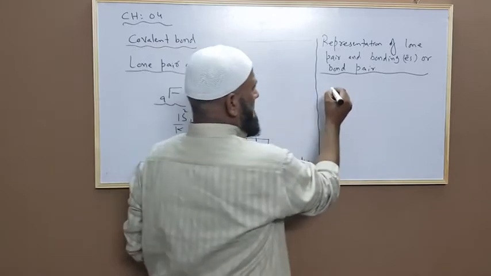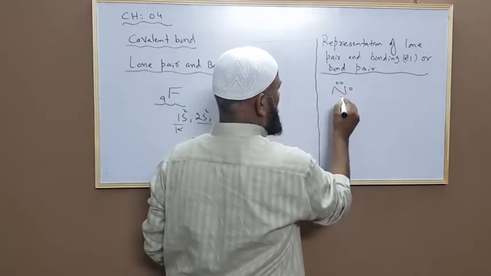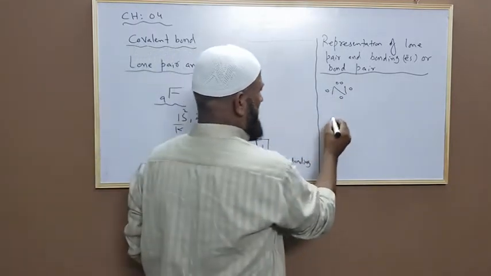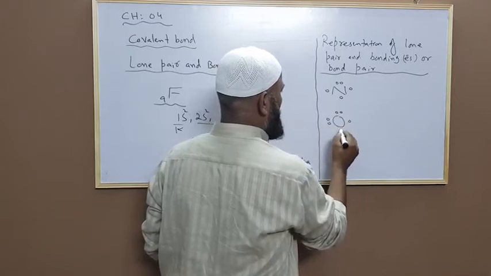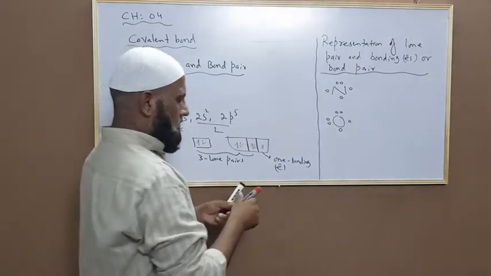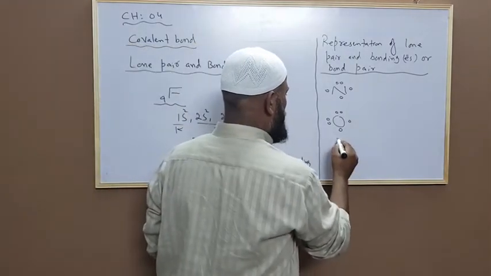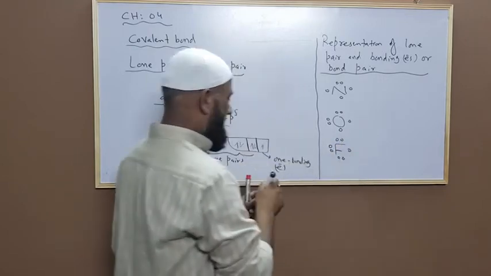In nitrogen, there is one lone pair and 3 bonding electrons. In oxygen, there are 2 lone pairs and 2 unpaired electrons, or you can say 2 bonding electrons. In case of fluorine, there are 3 lone pairs and 1 bonding electron.